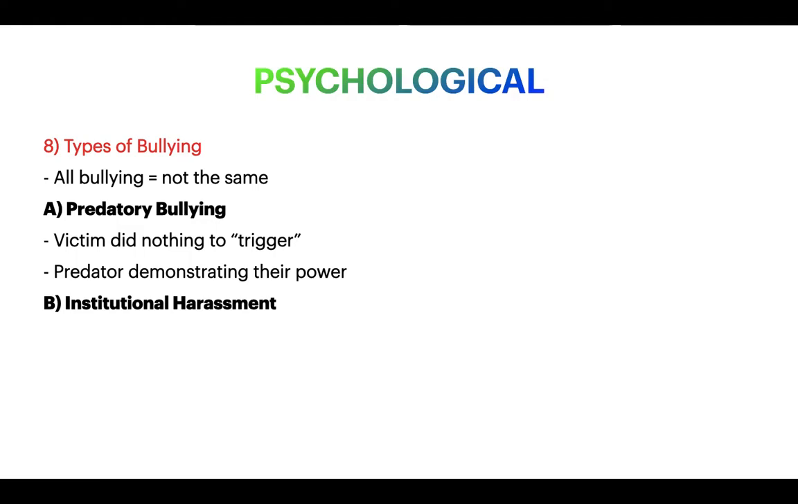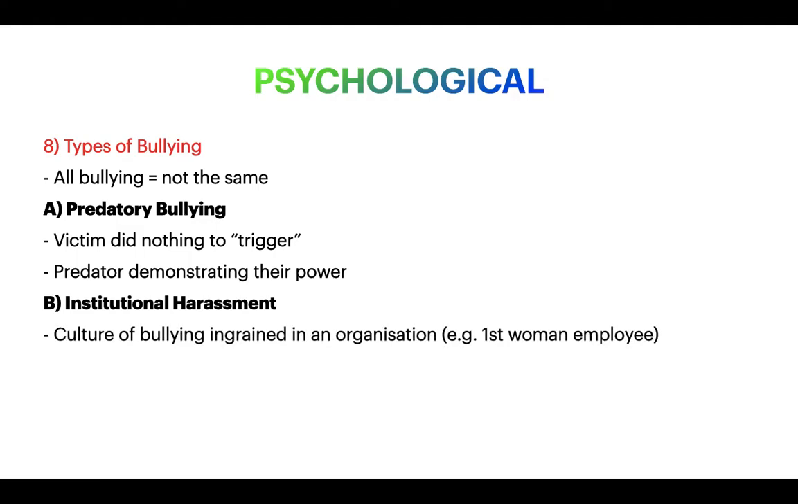Another type of bullying is called institutional harassment. This is a culture of bullying that's ingrained in an organization. For example, let's say you're the first woman employee in an all-male office that has always been all males, and then you might feel bullied, right? Because that's just the culture that company had, that only males can do this job. What is this woman doing here, right?